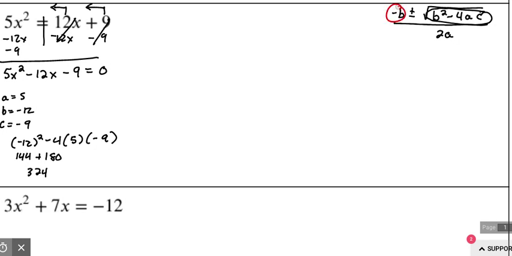Let's start. Negative b. Once again, my b value is a negative value, so I have negative 12. Negative of negative 12 becomes positive 12. Plus or minus. We already found our answer for the discriminant part, so it's that 324. I put it there, all over 2a, so 2 times 5. Let's get our square root. The square root of 324 is 18.